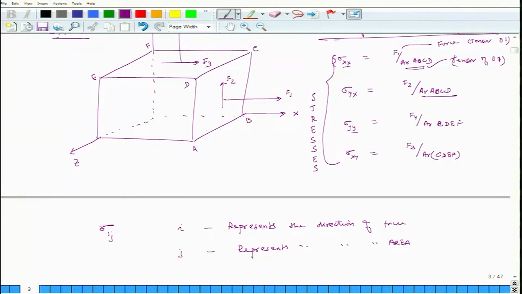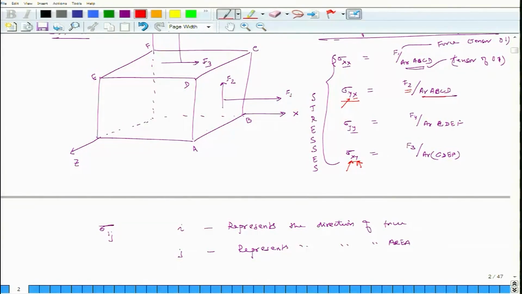So, now let's look at it. In this case, sigma yx is the shear stress, and what is this? Y represents the direction of F2 and x represents the direction of area, the direction of the normal to the area, which is area ABCD. And in sigma xy, the first index is associated with the direction of F3, which is the x direction, and the second subscript is y, which is associated with the direction of the normal of area CDEF.